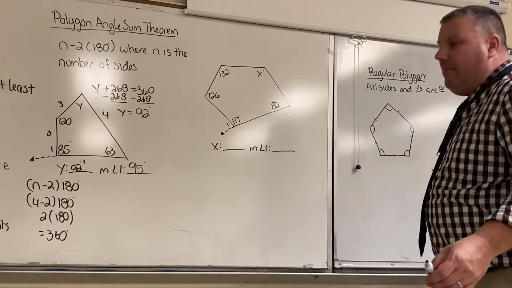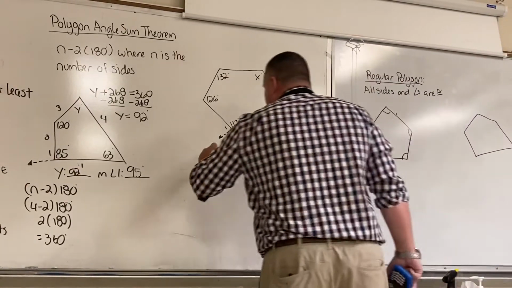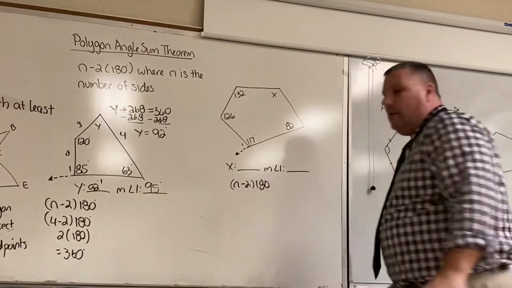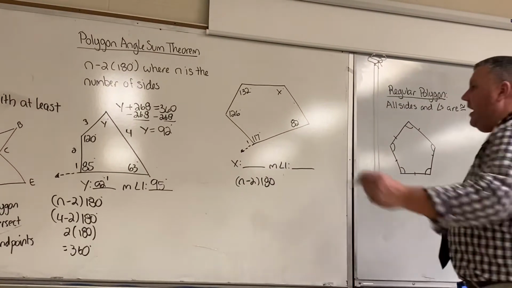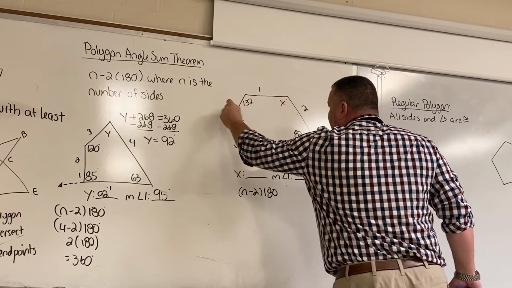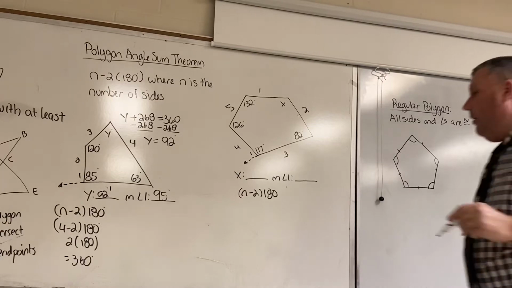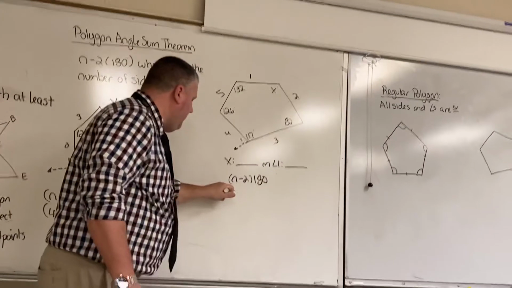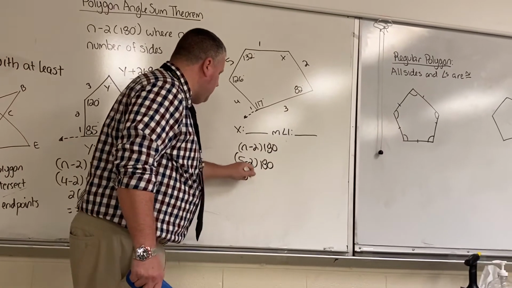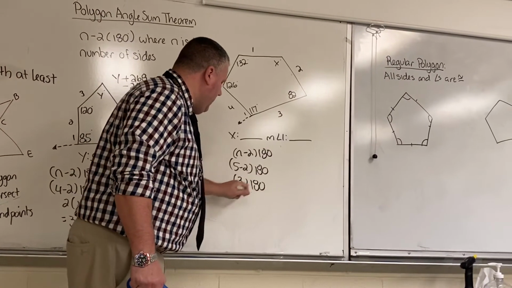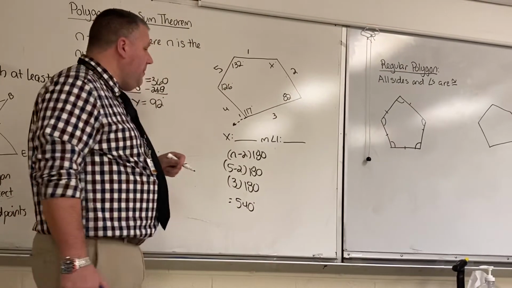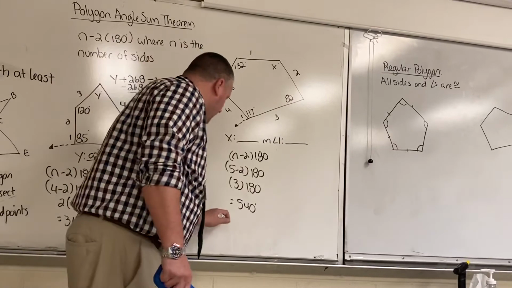So, same formula, n minus 2 times 180. Okay, so I'm going to count my sides. So 1, 2, 3, 4, 5. So, I'm going to do 5 minus 2 times 180, which is 3 times 180, which is equal to 540 degrees. So I'm going to set my equation equal to 540.